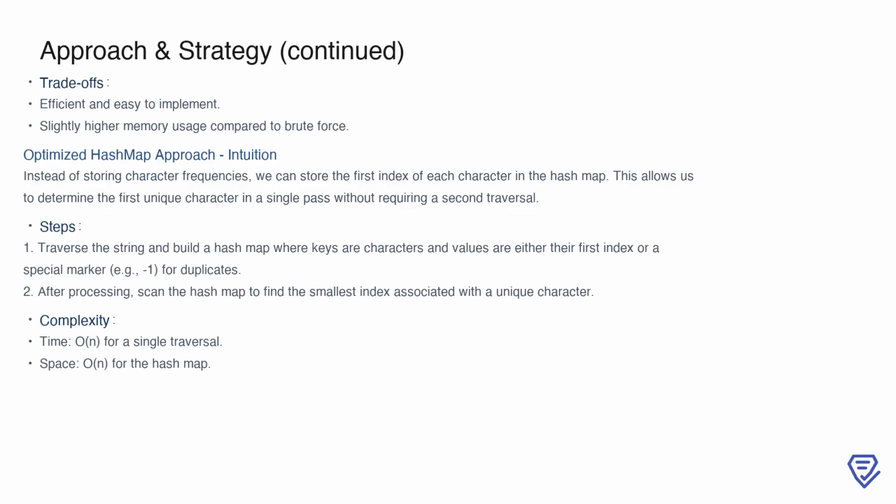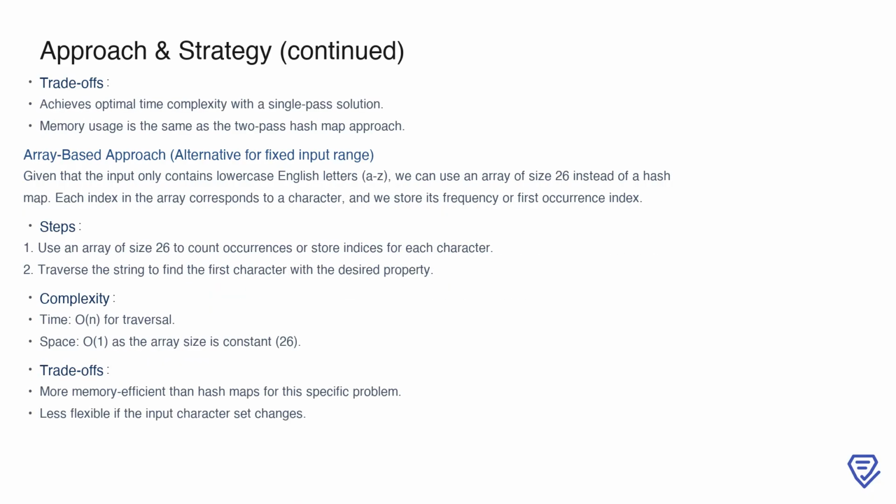After processing the string, we scan the hash map to find the smallest index associated with a unique character. This approach retains the O(n) time complexity, as it still involves a single traversal, and the space complexity remains O(n) for the hash map. By reducing the number of passes, it achieves optimal efficiency while maintaining clarity. The optimized hash map approach is a great improvement in terms of time efficiency, but it uses the same amount of memory as the standard 2-pass hash map approach.